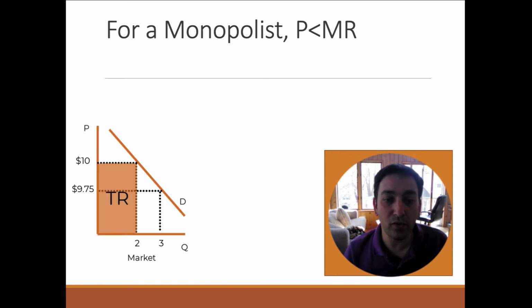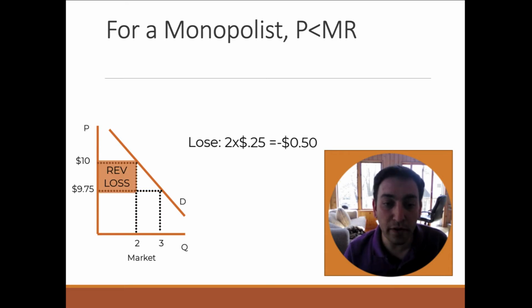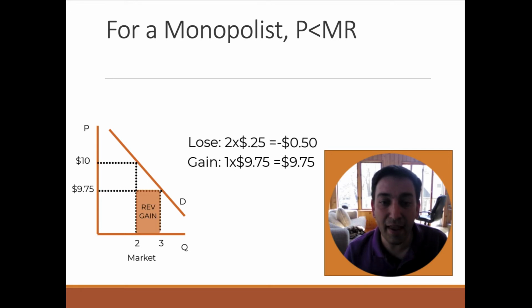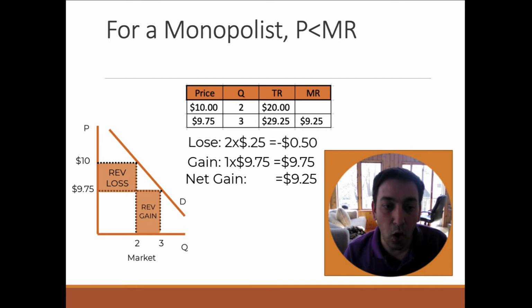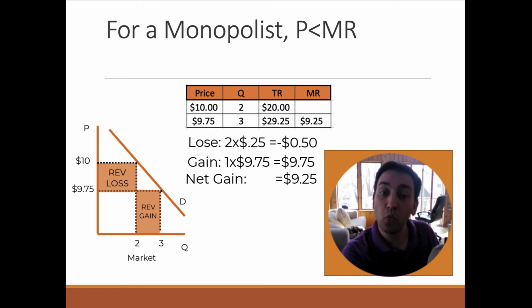If I decide I want to lower my price to sell more, well, what happens? I'm losing 25 cents on my existing 2 sales, but I'm gaining a new sale at $9.75. My marginal revenue on that new product is $9.25 because I'm gaining $9.75, but I lost 50 cents on my existing sales. By lowering my price, I have to lower my price on people who would have paid the higher price because this is a single price monopolist.